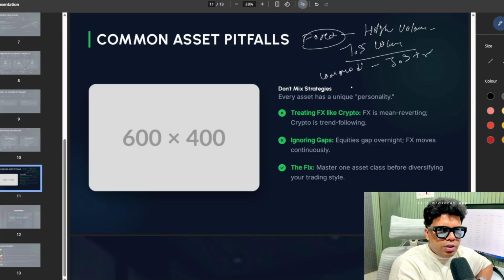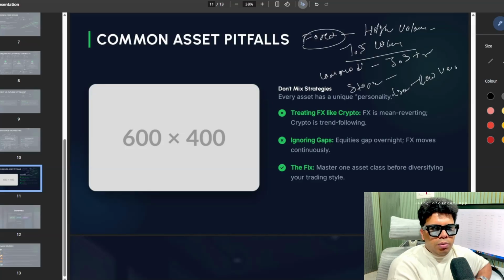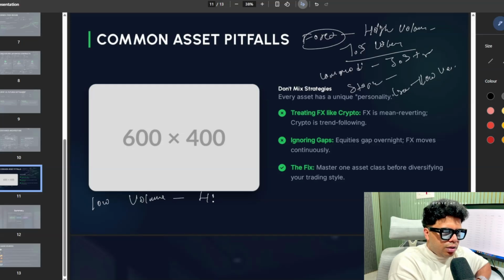Okay, the next one is stock market. Stock market, equities, index, this all comes in stock markets. The fourth one is crypto market. This is a low volume market. So what do we mean by low volume and high volume? If a market has low volume, it's going to be highly volatile.